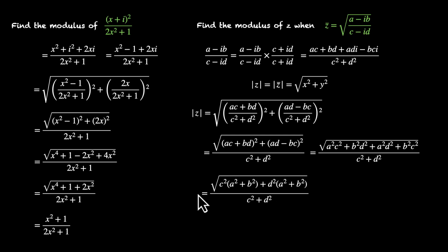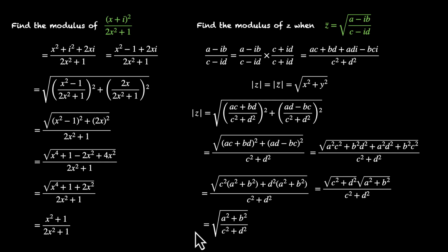So this becomes the square root of, if we take c² common, we have a² + b², plus if we take d² common, we have a² + b². So we can factorize. This becomes the square root of (c² + d²) times the square root of (a² + b²). And the denominator is c² + d². So root (c² + d²) and (c² + d²), we can cancel this out. This becomes root (a² + b²) by root (c² + d²), or the square root of (a² + b²)/(c² + d²).